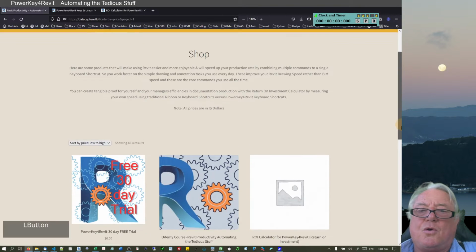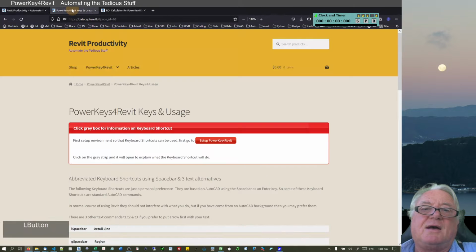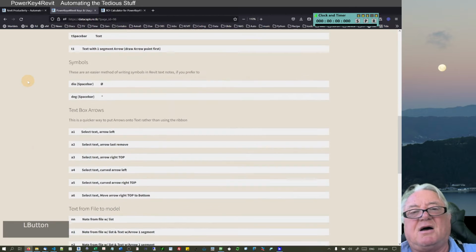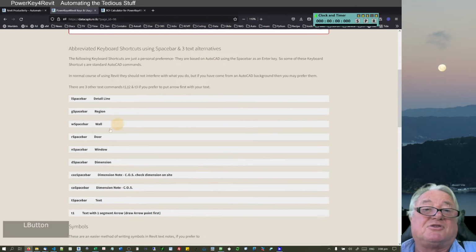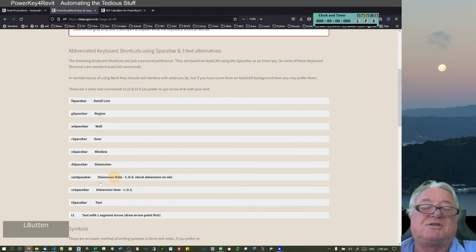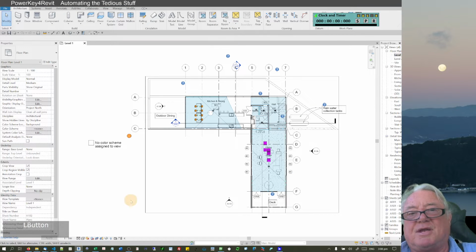I want to talk about the PowerKey4Revit return on investment calculator. These are the power keys that I have set up for the moment. Some of them, like the L space or the G space or the W space or the R space, are just a different shortcut key, so you're going to get no efficiencies at all off those. They're going to take exactly the same time. But we have this spreadsheet where we want to start putting in some data. So let's find some data first to be able to put into here.